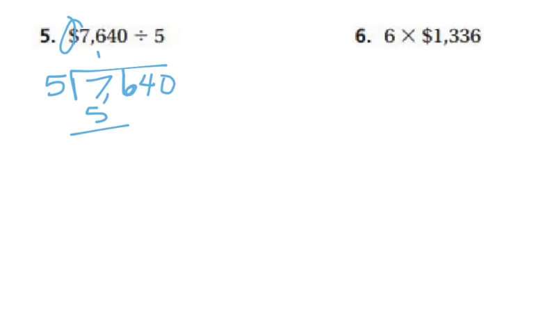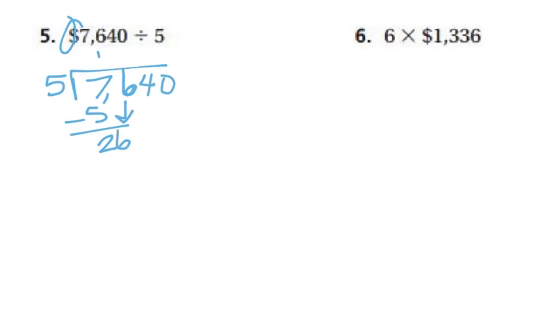In number 5, we're doing another division problem, still talking about money, and I'm saying how many times does 5 go into $7,640? Okay, so how many times does 5 go into 7? I start with the first digit. It goes in 1 time. And 5 times 1 is 5, so I write the actual multiple underneath 7. 7 minus 5 would be 2.